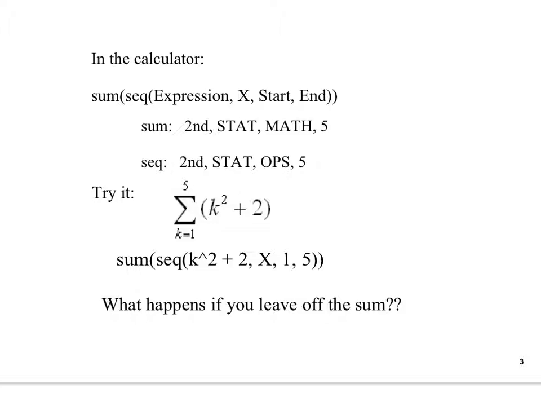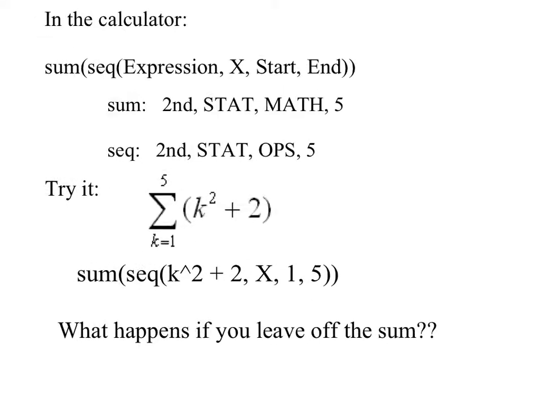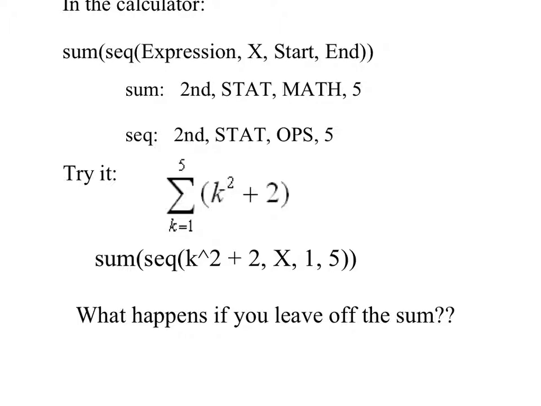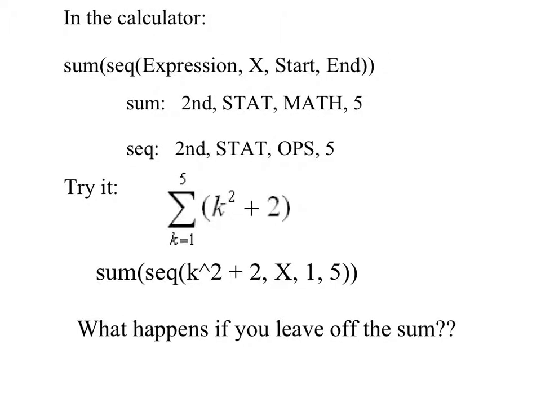But if it's just straight numbers like our first one, you can put these in your calculator, and we'll go over that a bit more clearly in class. You hit second stat math 5, and that's going to give you sum. That's going to add it all up for you in the end. And then second stat ops 5, that's going to do your sequence. And then you have to put specific things in those spots that they tell you. If you leave off the sum, interesting things happen, and we'll show you that later.